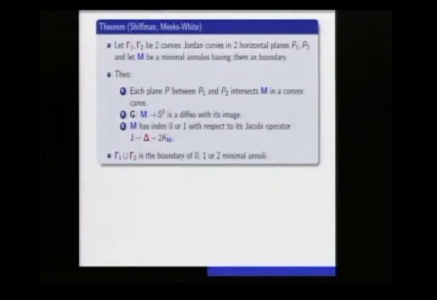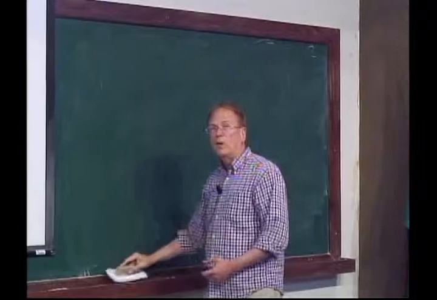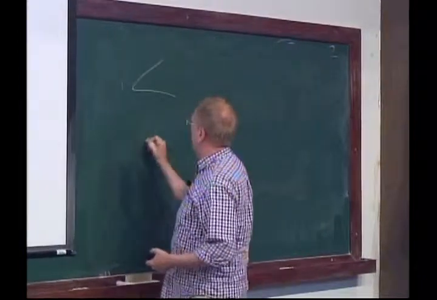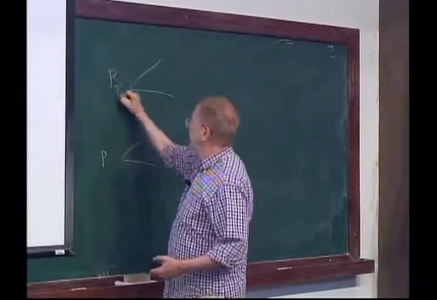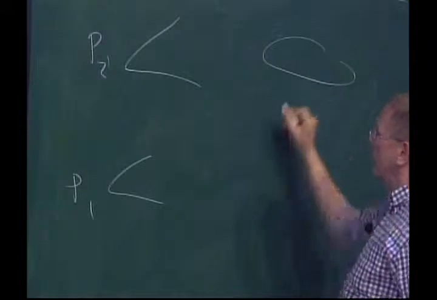So we have our two convex curves in parallel planes. We're going to give a pretty complete proof of this item, why you have only one or two minimal annuli. So we have plane 1, plane 2, and we have our convex curve.